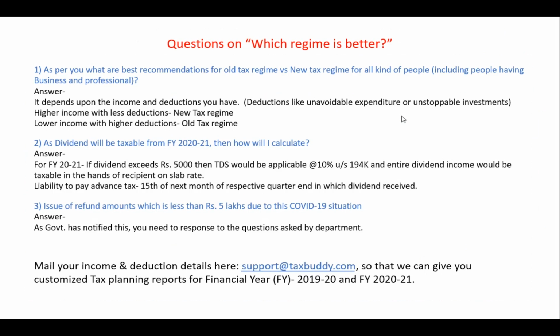Last time, I also got a few specific questions like, I have income of rupees 18 lakh, I have income of rupees 10 lakh, I have paid this amount in deductions, etc., which were case to case. So if you are still not clear, then you can use our Hazel free tool, or else you can email us at support@taxbuddy.com, so that we can give you a customized tax planning report for the financial year 2019-20 and the financial year 2020-21. For the financial year 2019-20, because the last date to invest in tax saving options has been extended to 30th June 2020.